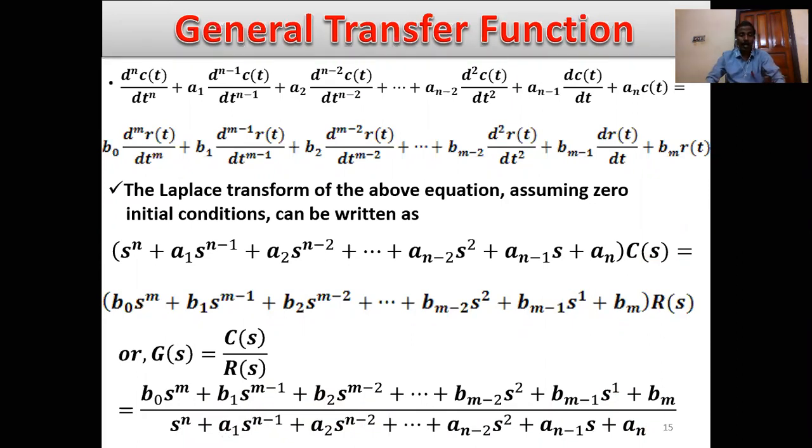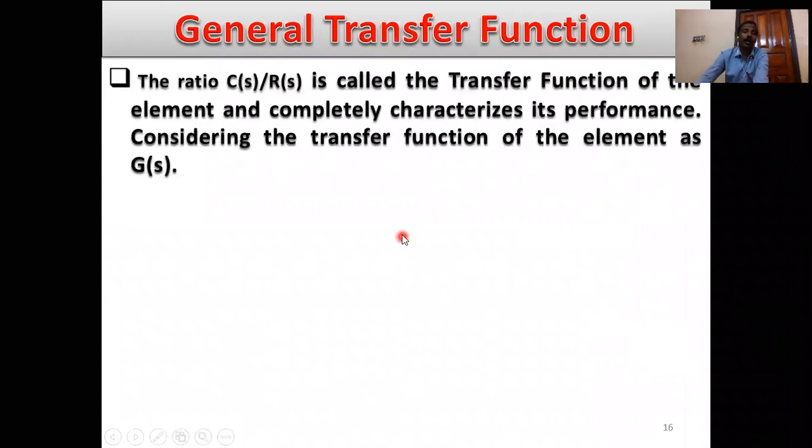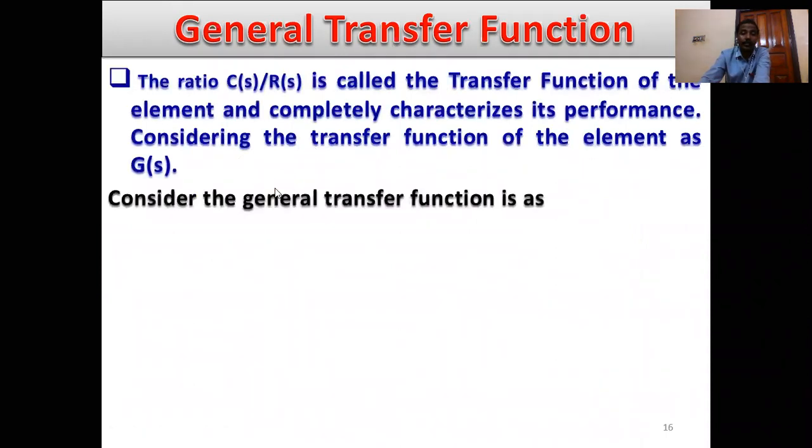Then C(S) by R(S) is a polynomial equation, and this polynomial gives the zeros of the system on the numerator side and the poles of the system on the denominator side. This is also the characteristic equation of the system, and the characteristic equation gives the system stability. Then the general transfer function: the ratio C(S) by R(S) is called the transfer function of the element and completely characterizes its performance. The transfer function of the element is G of S.